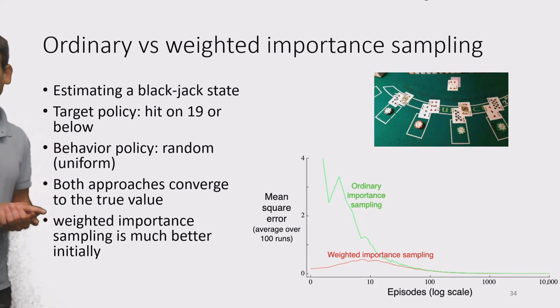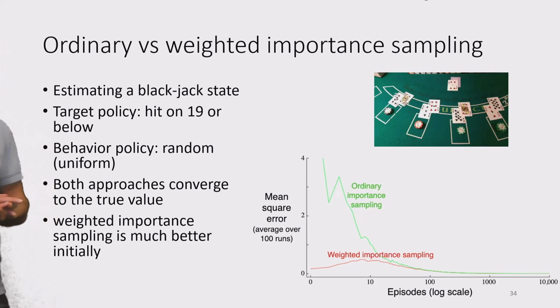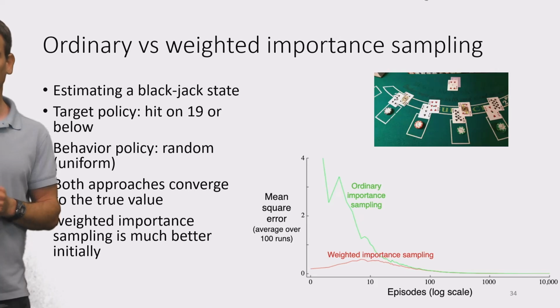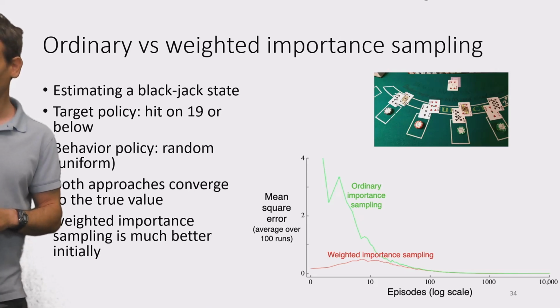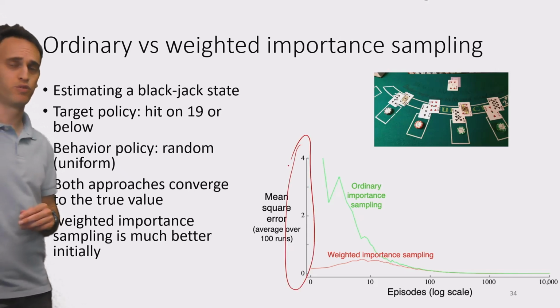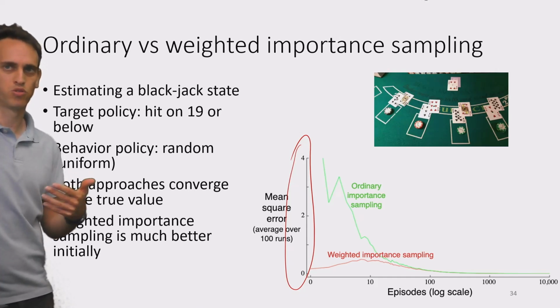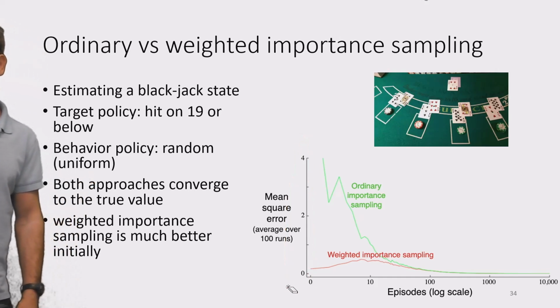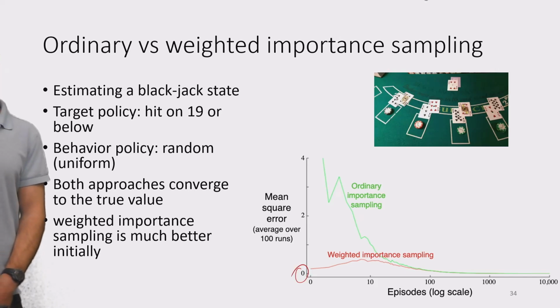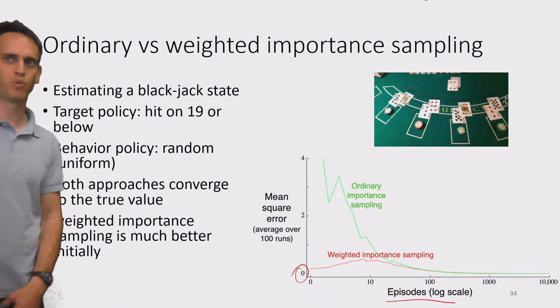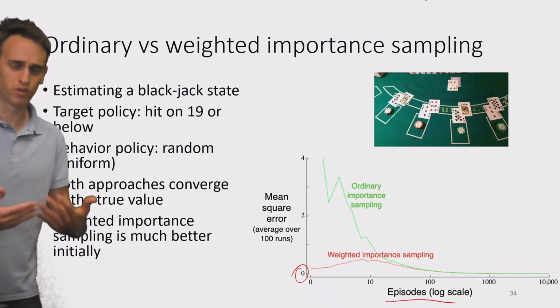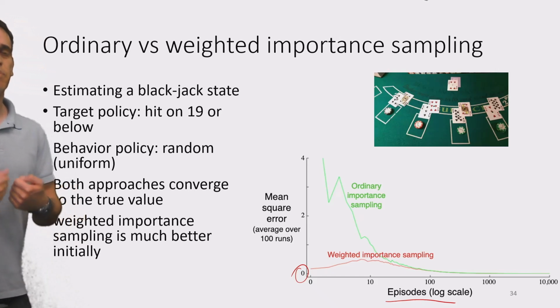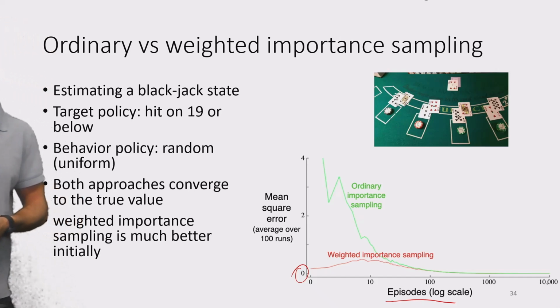Both Monte Carlo with ordinary importance sampling and Monte Carlo with weighted importance sampling converge to the true value, the true state value for the initial state. On the y-axis you can see the mean squared error, so how far off our estimation is from the true value. Of course we would like it to be as low as possible, a mean squared error of 0. The x-axis is the number of episodes, the number of times we played blackjack. Of course we're doing reinforcement learning, so over time we want a better and better estimation of our state values.